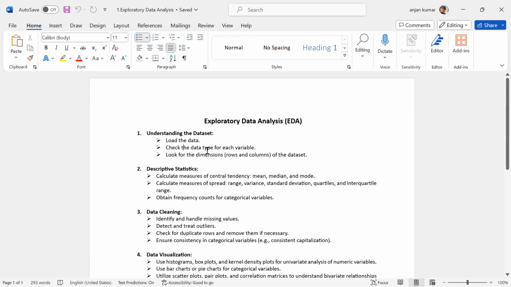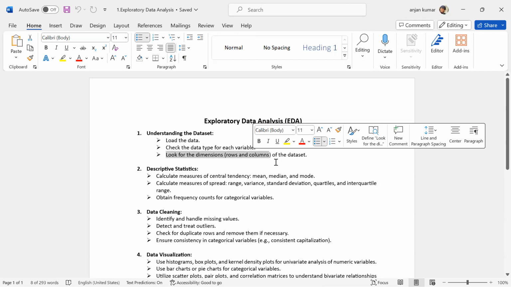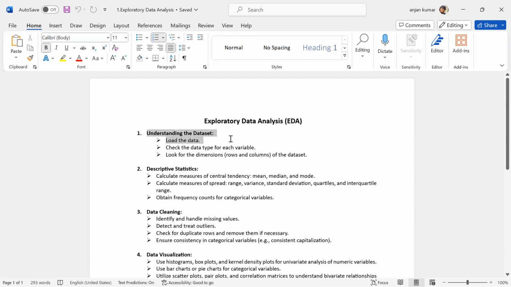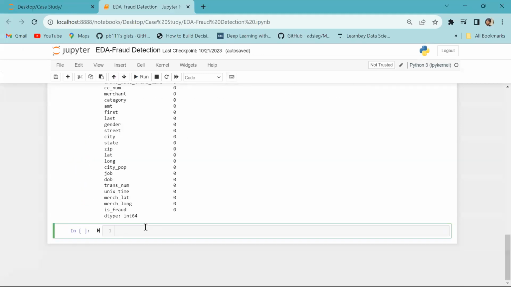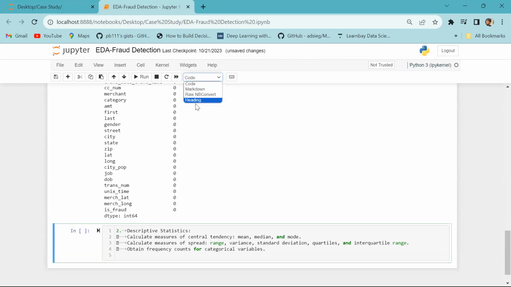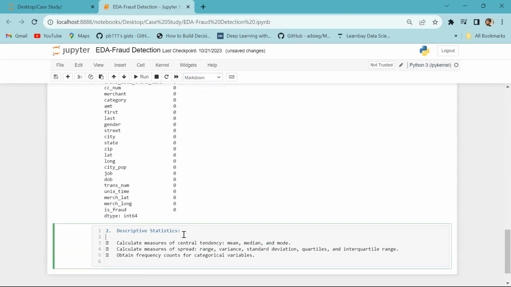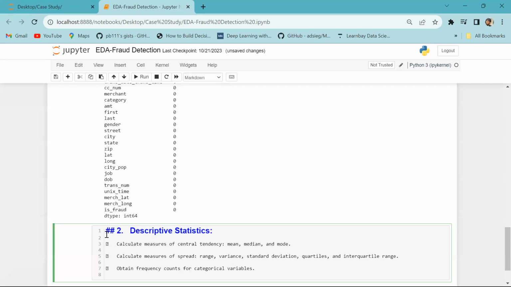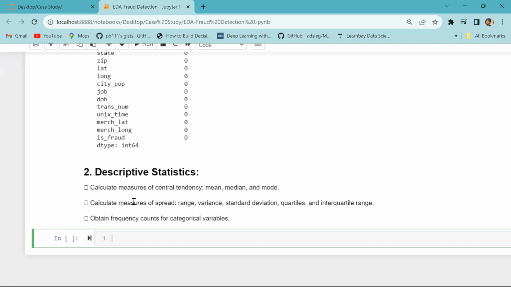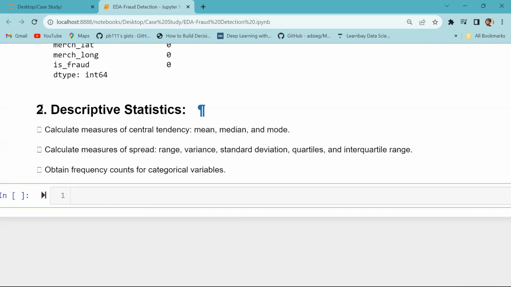So we loaded the data, checked the data types and variables, looked at the dimensions of the data, and understood the data set. Now let me go for the descriptive statistics. Make it markdown and make it a heading. So let me go for understanding what exactly descriptive statistics is.